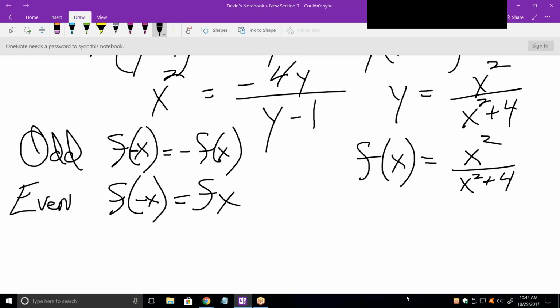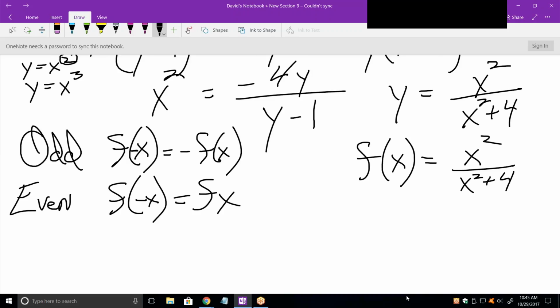A typical function would be y equal x squared. In other words, if I plug in minus x for x, I still get x squared. So that's an even function. And that's one way to memorize the difference between these two: that's an even exponent. If I had y equal x cubed, now if I plug in minus x, I get minus x cubed, which is an odd function. It satisfies this condition.